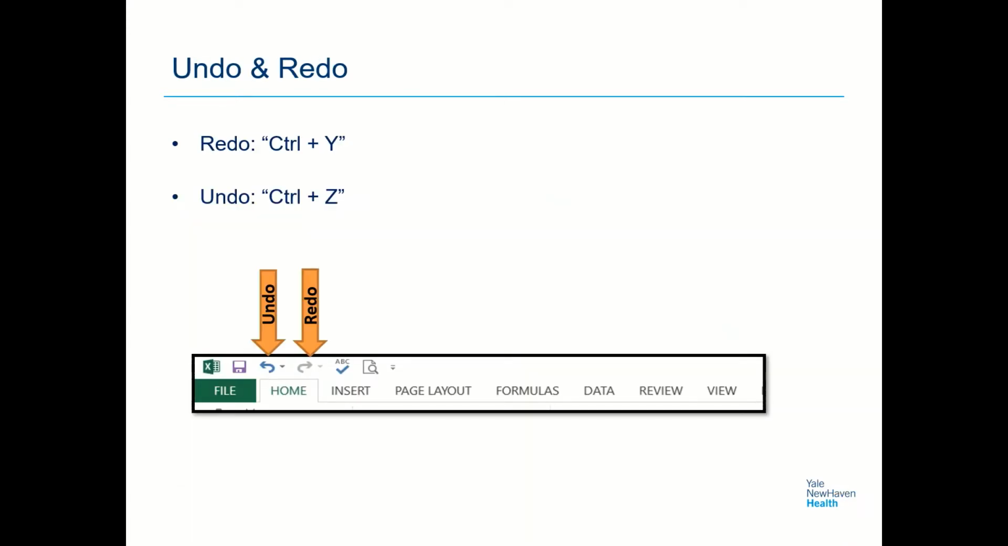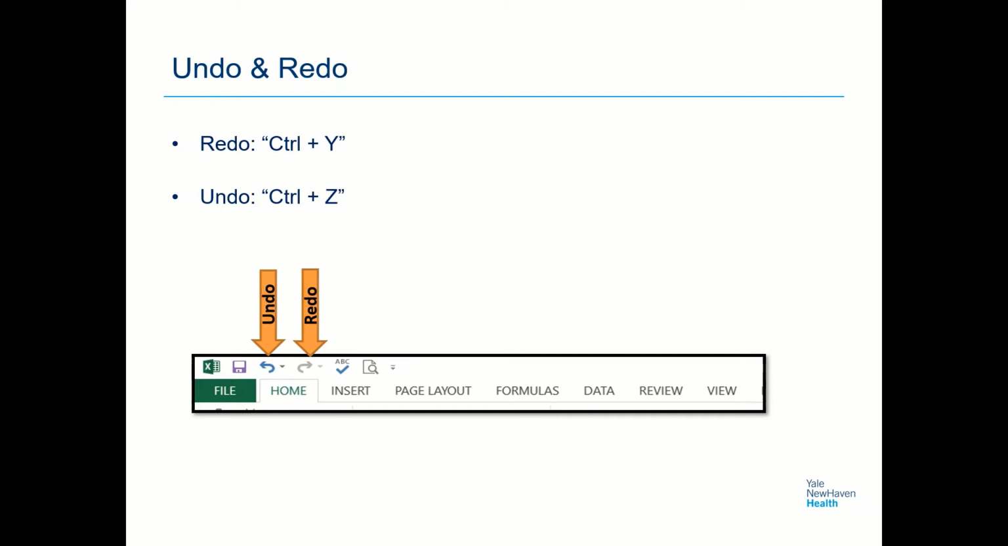Other important functions to know about. If you look at the top menu, just above where it says File and Home and Insert, there is an arrow that points to the left and another one that curves and points to the right. Those are the undo and redo buttons.